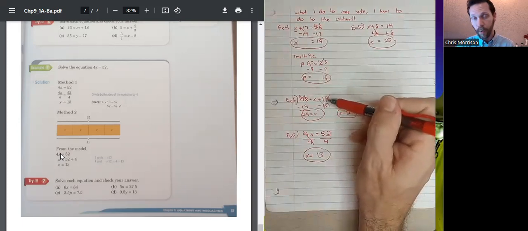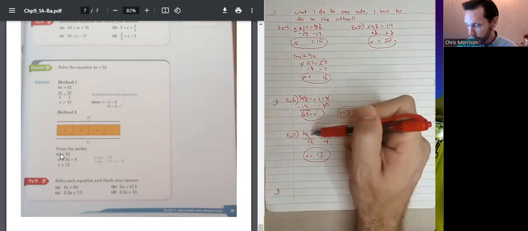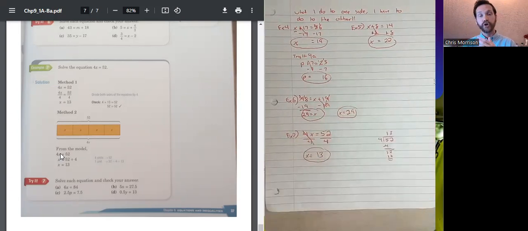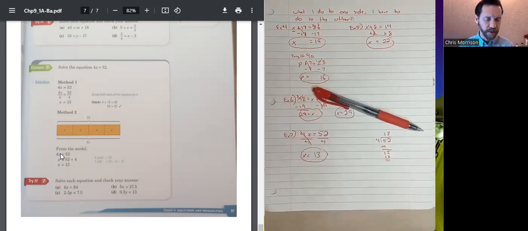x plus 19. What's keeping it from being by itself? Plus 19. Do the opposite, minus 19. 4x, that's 4 times x. What's keeping it from being by itself? The times 4, so do the opposite, divide by 4. Do that to both sides, get the x by itself, solve, and you will have your answer. Check and make sure it's right.